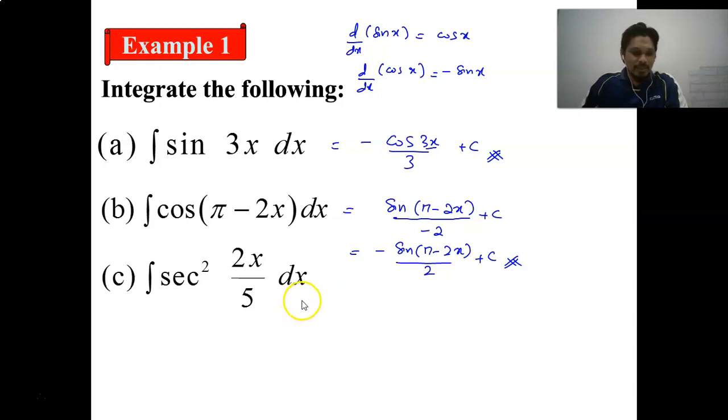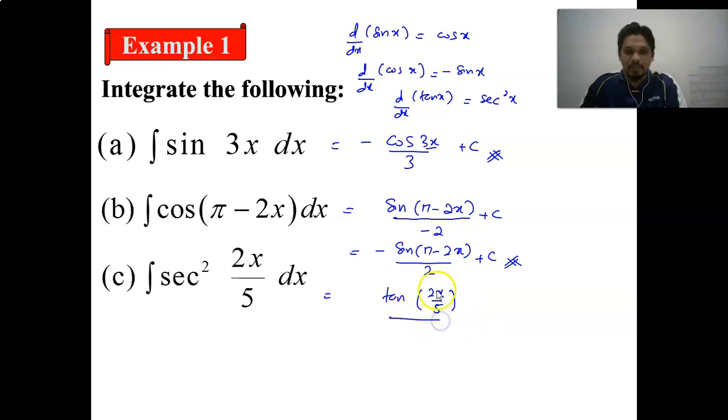Okay, what about this one here now? Differentiate tangent x equals secant square x. Derivative of tangent x equals secant square x. So oppositely, integral of secant square of any function gives you tangent of 2x divided by 5, divided by derivative of 2x over 5, which is 2 over 5, plus c. That is 5 over 2 tangent 2x over 5 plus c.